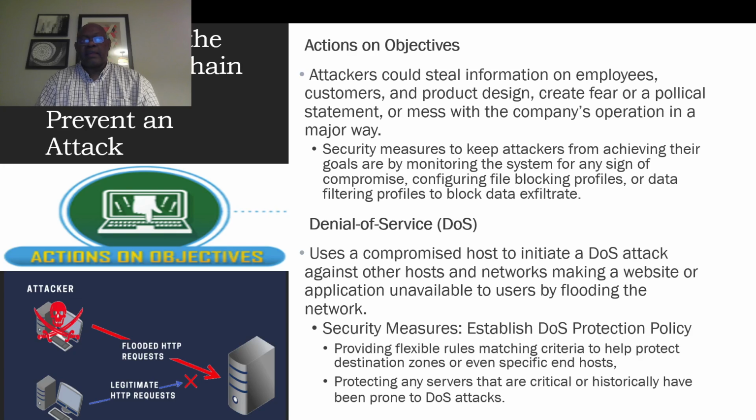Lastly, the eighth stage of the cyber kill chain is denial of service. Denial of service uses a compromised host to initiate a DoS attack against other hosts and networks, making a website or application unavailable to users by flooding the network. The security measure used here is to establish a DoS protection policy, and you do this by providing flexible rules and matching criteria to help protect destination zones, aiming at specific end hosts, and protecting any servers that are critical or historically have been prone to DoS attacks.